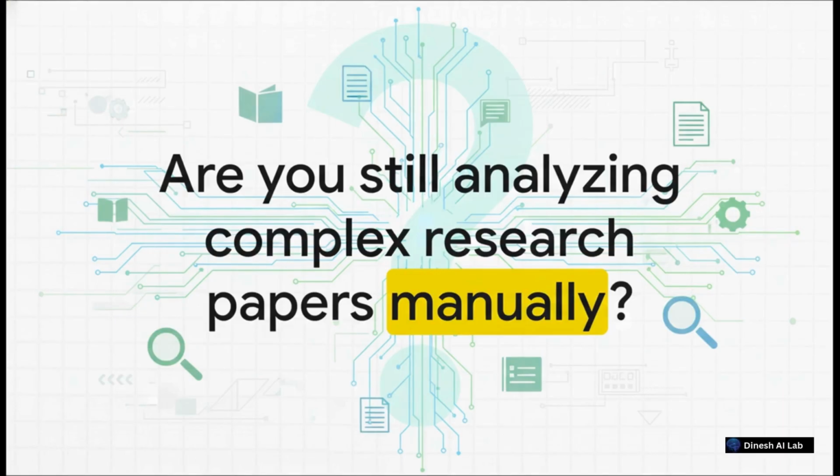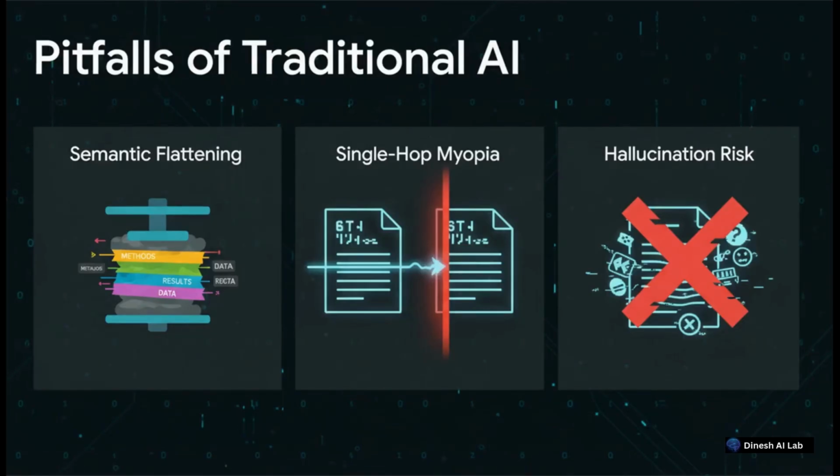And this right here is the reason why so many standard AI tools fail. Most of them use a basic approach called RAG, or Retrieval-Augmented Generation. But here's the catch. They suffer from what's called semantic flattening, which basically means the AI sees a research paper as just one giant wall of text. It has no clue that the methods section is different from the results section. It also has this single-hop myopia. It just can't connect the dots from one idea in one paper to a related idea in another. And worst of all, there's a hallucination risk, where it just makes stuff up that sounds really convincing but is totally wrong. So how do we fix this mess?